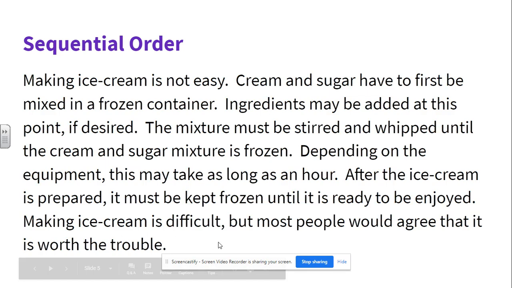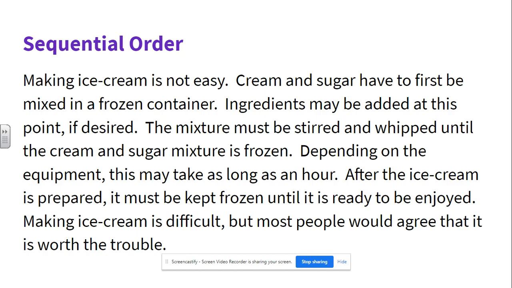The next text structure we're going to take a look at is sequential order. See if you can identify the steps to making ice cream as I read this section. Making ice cream is not easy. Cream and sugar have to be mixed in a frozen container. Ingredients may be added at this point if desired. The mixture must be stirred and whipped until the cream and sugar mixture is frozen. Depending on the equipment, this may take as long as an hour. After the ice cream is prepared, it must be kept frozen until it is ready to be enjoyed. Making ice cream is difficult, but most people would agree that it is worth the trouble.